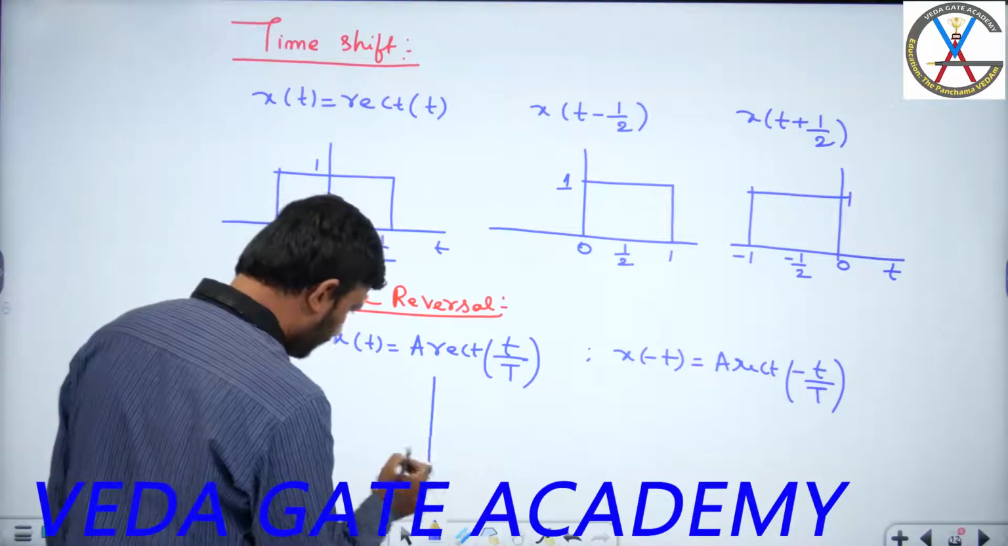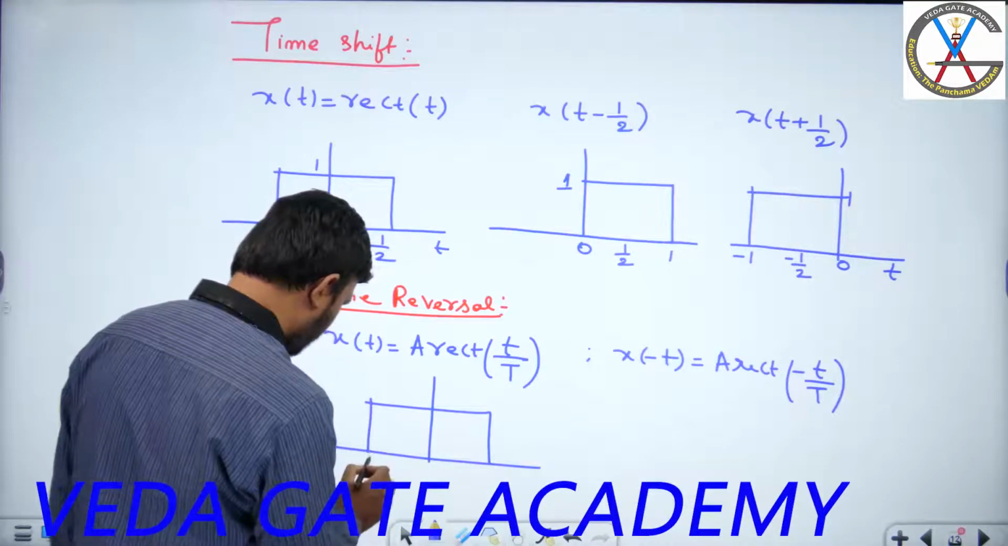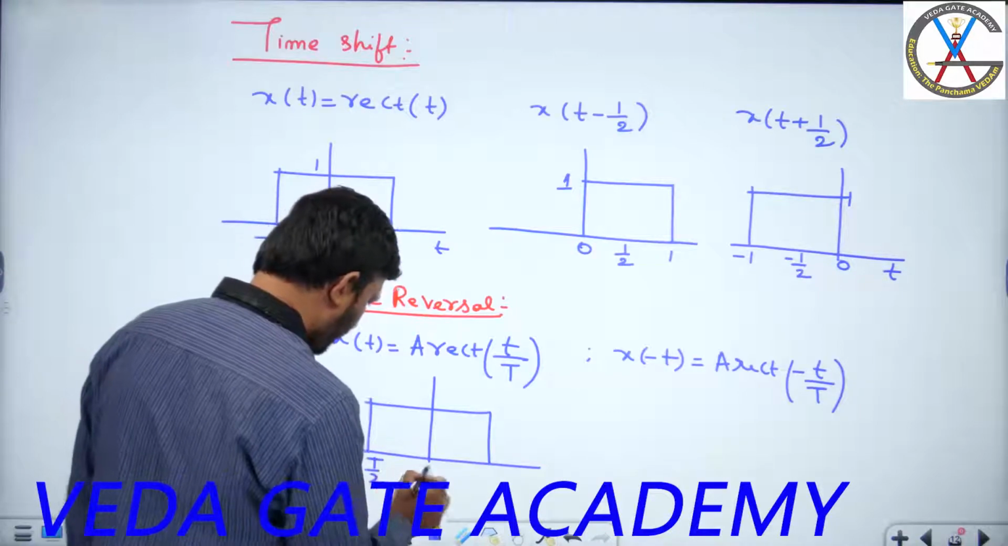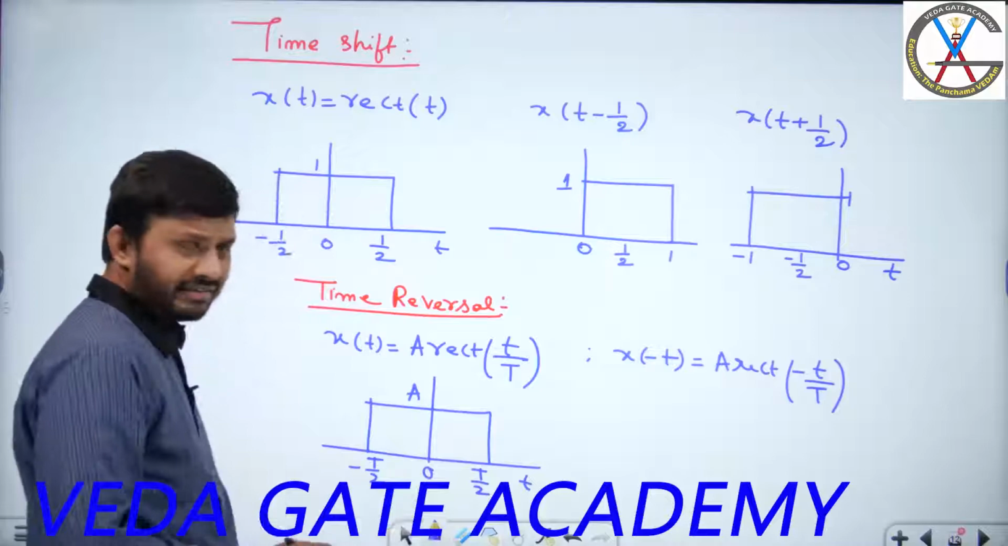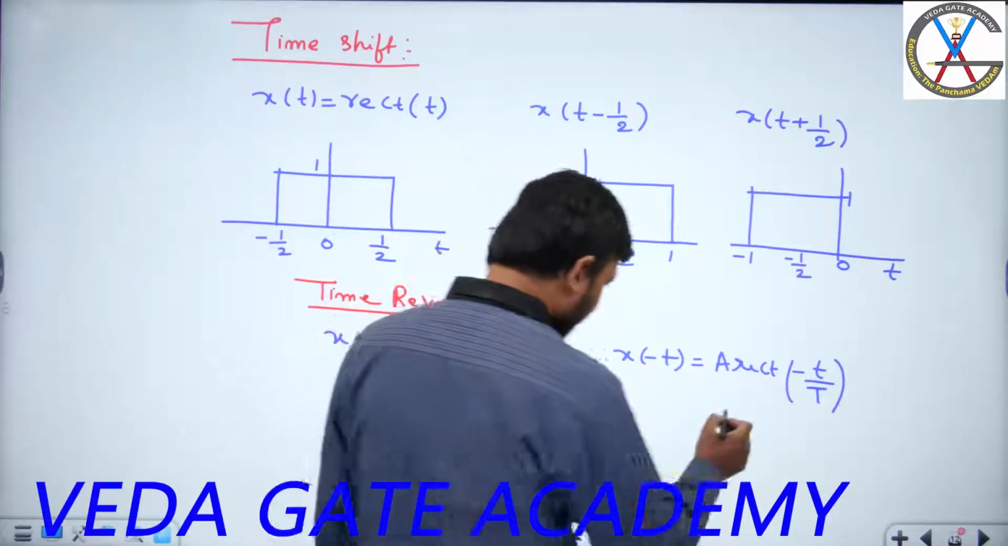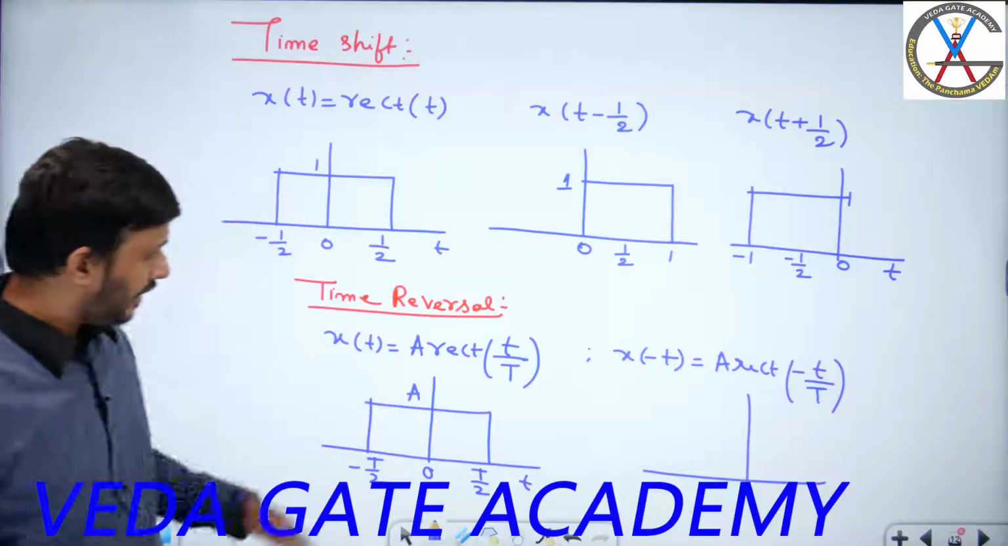This is your rectangle pulse. Take the reversal. Reversal means mirror image along the vertical axis. What happens if I take the mirror image along the vertical axis? I'll get the same signal.